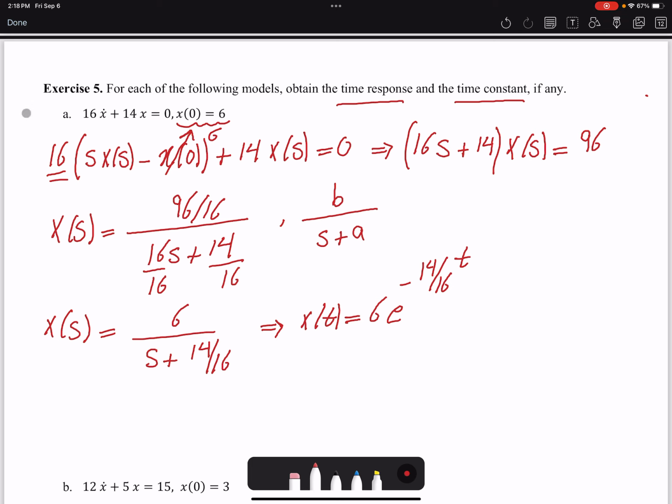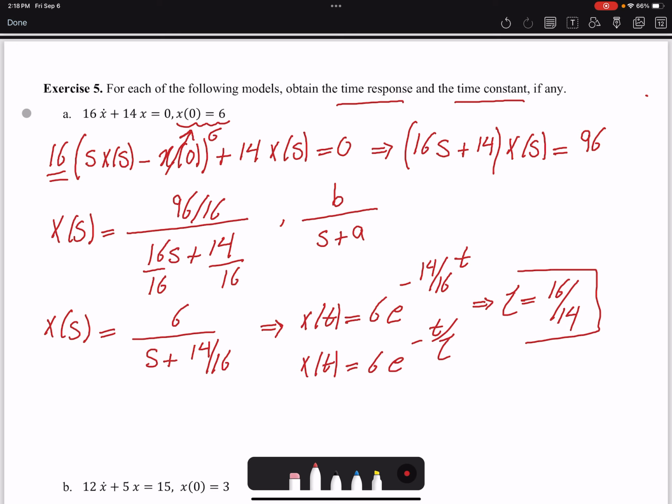And if I want to find the time constant, I compare it with the format of 6e to the minus t over tau. Tau is the time constant, which is in the denominator. So in this case, tau would be 16 over 14. So that is the time constant for me.